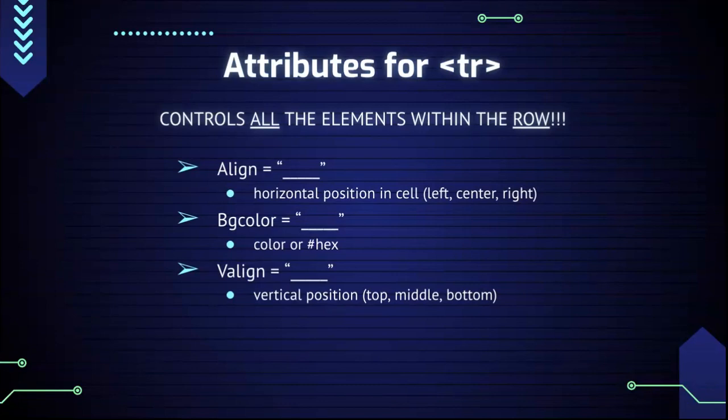When you add attributes to the table rows, it controls all of the elements within each row. So adding an align attribute to the row tag affects the horizontal positioning of all the elements within the cells of the row. Same thing with background color and valign. The valign is just the vertical positioning, so the elements of each of the cells in the row could be moved to the top, middle, or bottom of the cells.